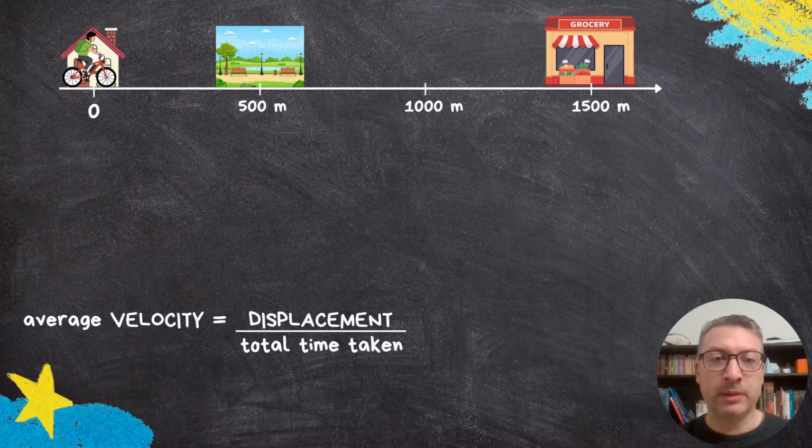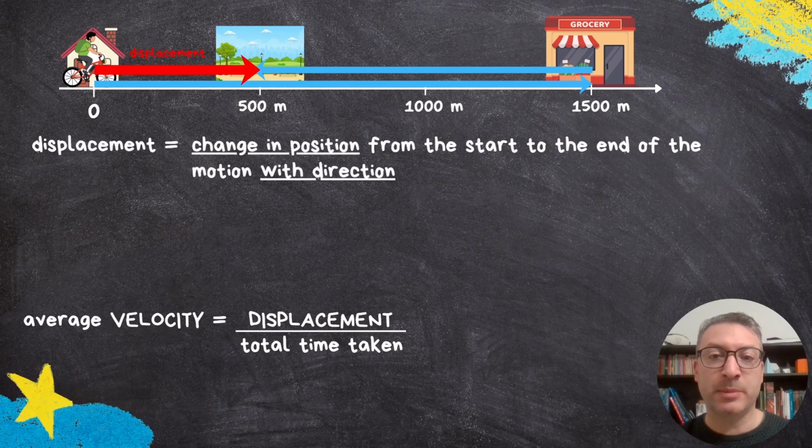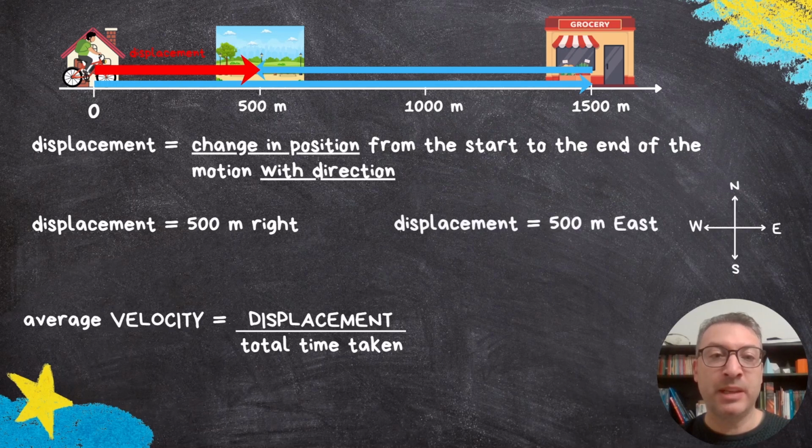So in our example, you move 1500 meters to the right first, and then 1000 meters to the left. Ultimately, it is as if you had moved only 500 meters to the right, and that is your displacement. Displacement, in fact, is the change in position from the start to the end of the motion with its direction. So in this example we can say that the displacement is 500 meters to the right, or if you use a compass, you can say that displacement is 500 meters east. But in a linear motion, probably the best way to express displacement is to consider negative and positive sign.